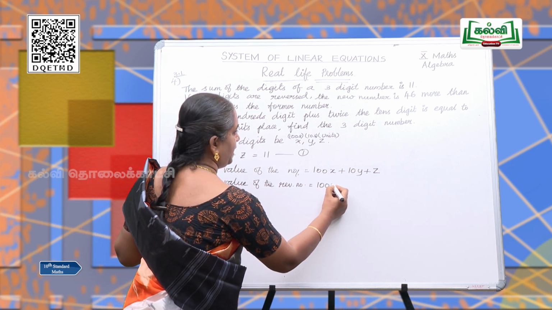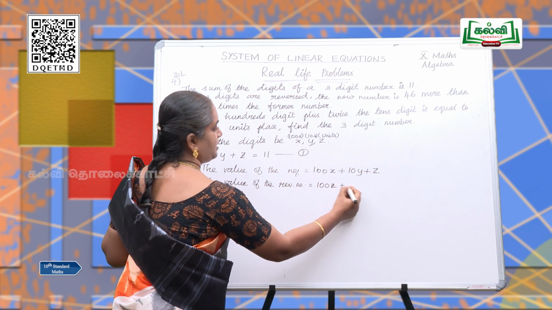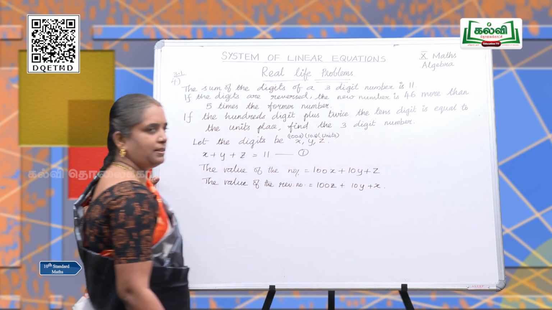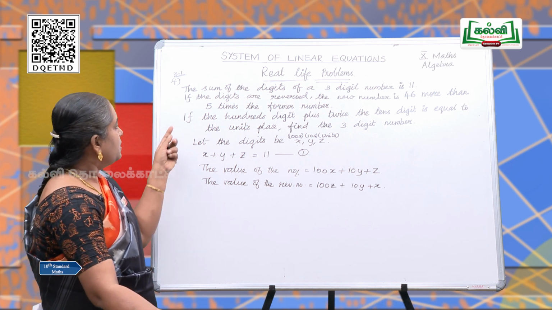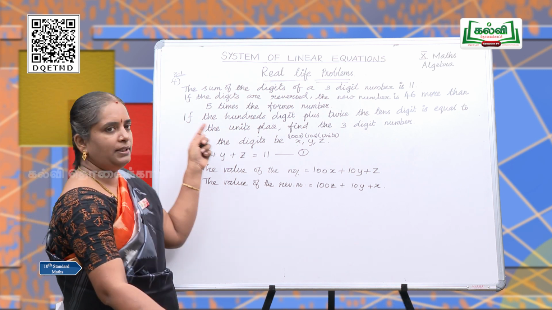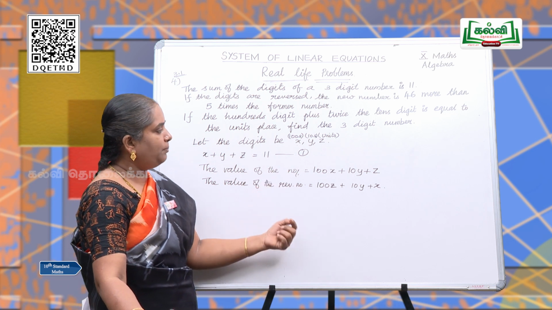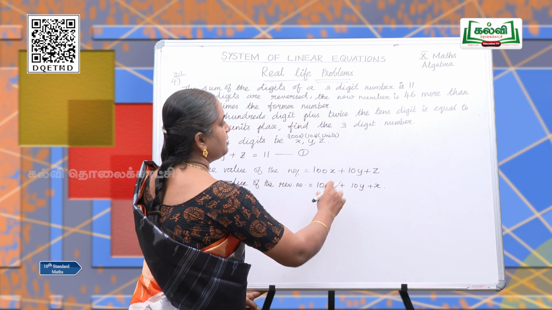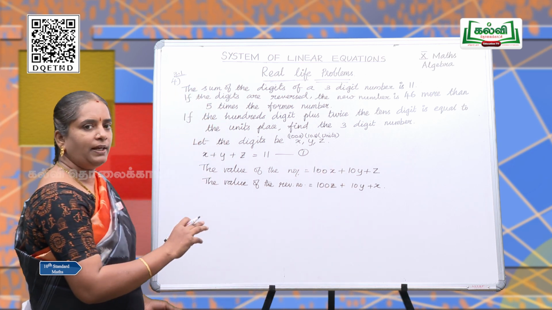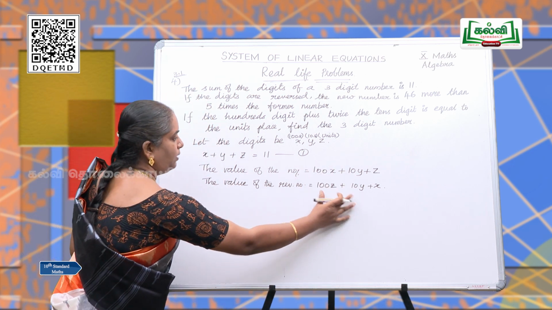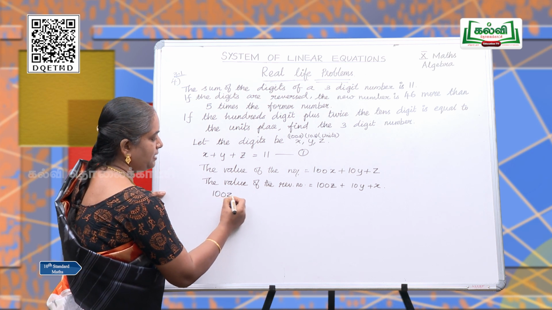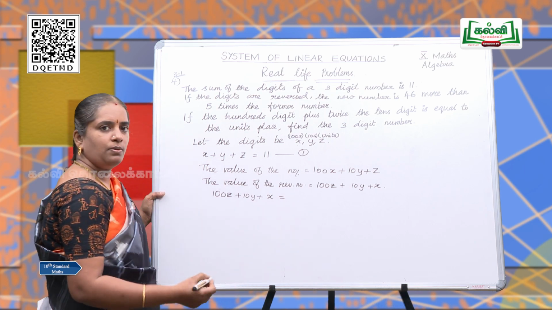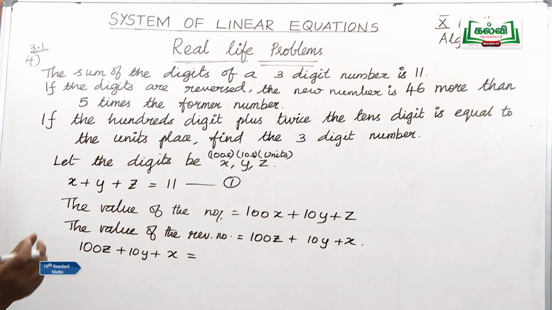So, it becomes 100z plus 10y plus x as we reverse the digits. So, what happens to the statement? If the digits are reversed, the new number is 46 more than 5 times the former number. So, the new number is 100z plus 10y plus x, and while framing, "is" is to be represented as equals.